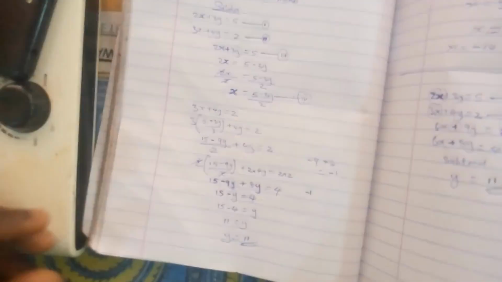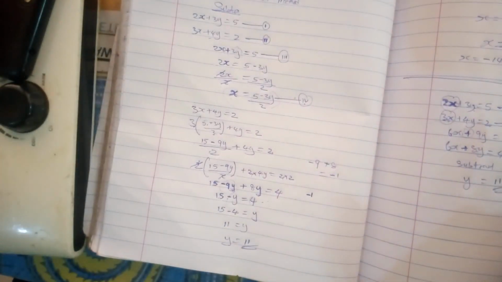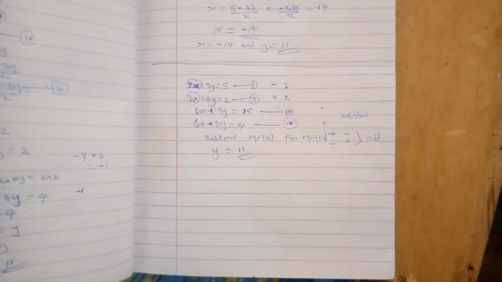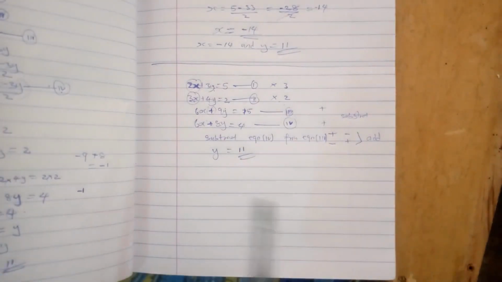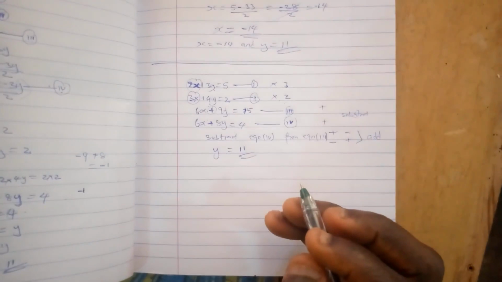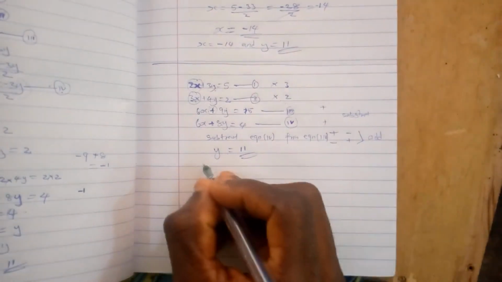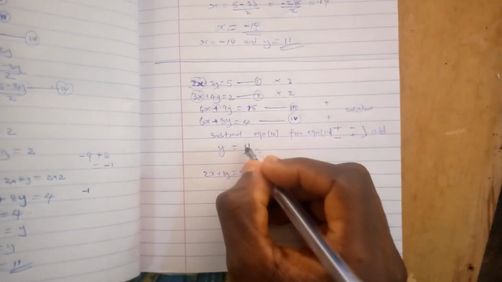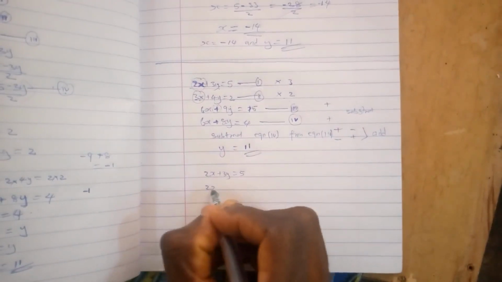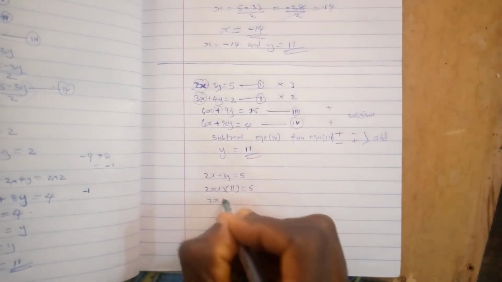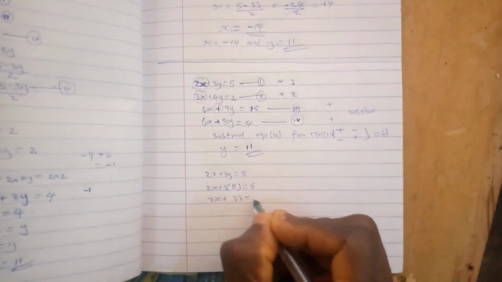And you can now see that the value of y when we use the substitution method is the same as the value of y when we use the elimination method. Now, how do we find the other variable x? Just as we found the other variable x in the substitution method, I'm going to substitute the value of y into any of these equations. Now let me take equation 1. Equation 1 is 2x plus 3y is equal to 5. If I substitute the value of y, we have 2x plus 3 times 11, which is 33, is equal to 5.